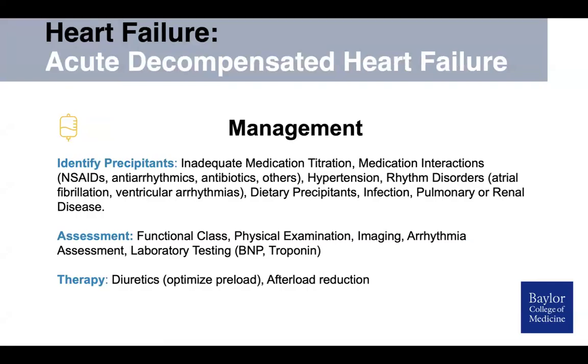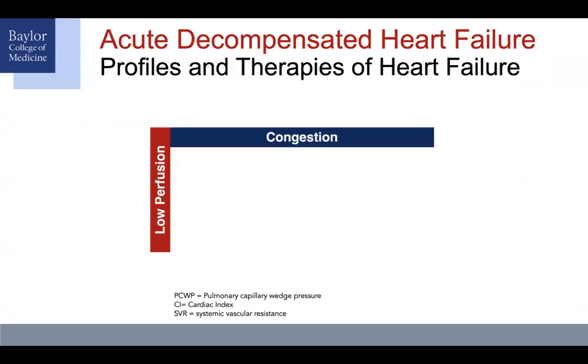So the management of acute decompensated heart failure is, number one, to identify our precipitants, do our assessment, functional class testing, physical examination, and think about therapy, diuretics, and afterload reduction. And you want to also look at what these precipitants are to avoid any further decompensation, whether they be inadequate medication titration, medication interaction, uncontrolled hypertension, rhythm disorders such as atrial fibrillation, looking at their diets, infection, as well as concomitant pulmonary renal disease.